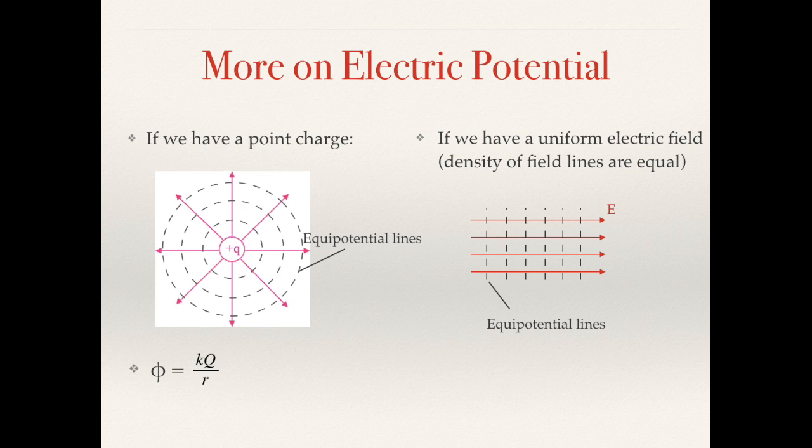And if we have a uniform electric field, the density of the field lines means the magnitude. The equipotential lines will be vertical and parallel to each other in this case. So we could see that the equipotential lines are always perpendicular to the electric field lines, and this always holds true, no matter what kind of electric field we have. The equipotential lines are always perpendicular to the electric field.